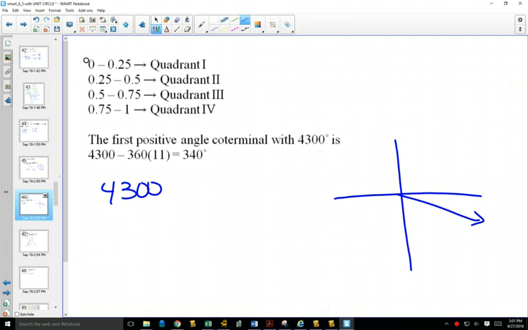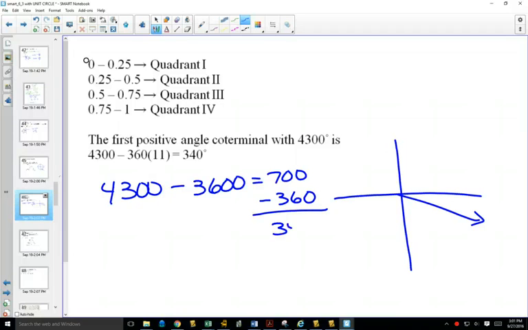If I was doing this without a calculator, I'd probably subtract 10 360s right away. Does that make sense? 10 times 360 is 3,600. And see what I have left now? Well, now I have 700. That's still too much, so I would subtract another 360, until I got to 340 degrees. And then I could say that 340 degrees is coterminal with 4,300.